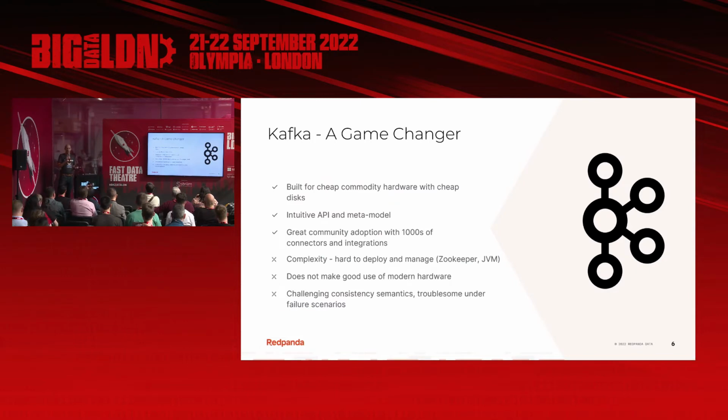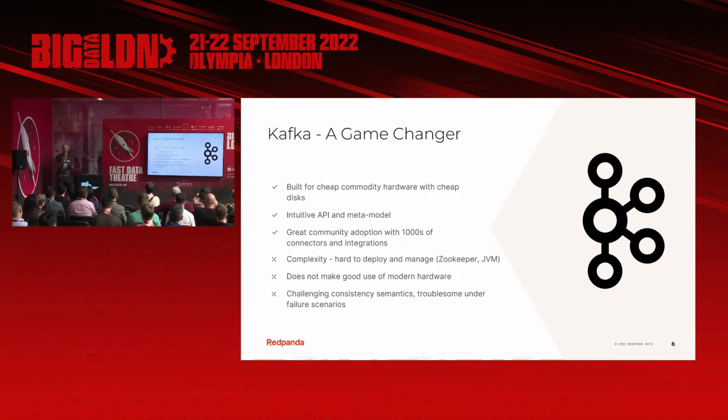Kafka really was a game changer. It did things that simply we couldn't do before. It was built for cheap commodity hardware that you could scale out. Often it was end-of-life hardware that was on the heap, ready to go. You could just deploy these servers, tens of them, hundreds of them, whatever you want to do.